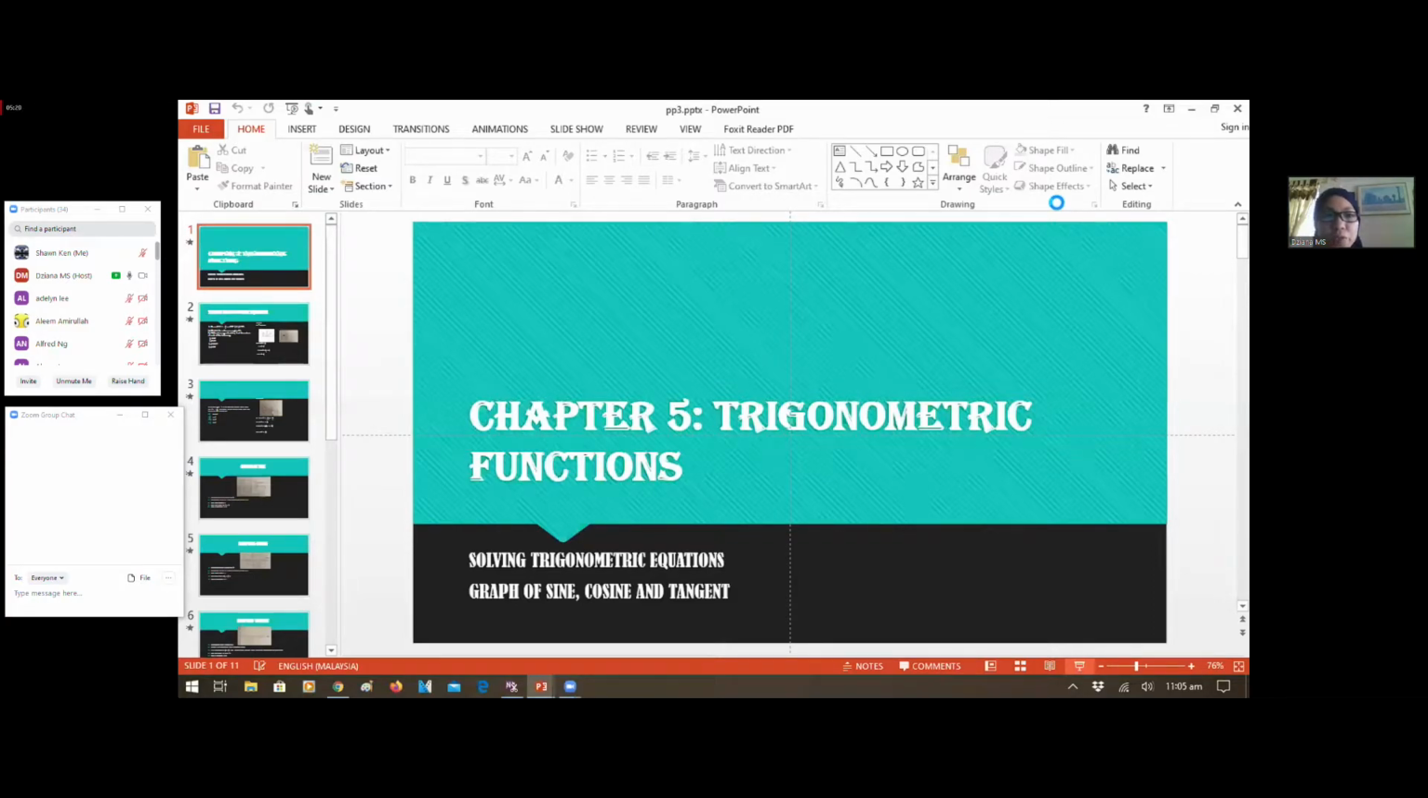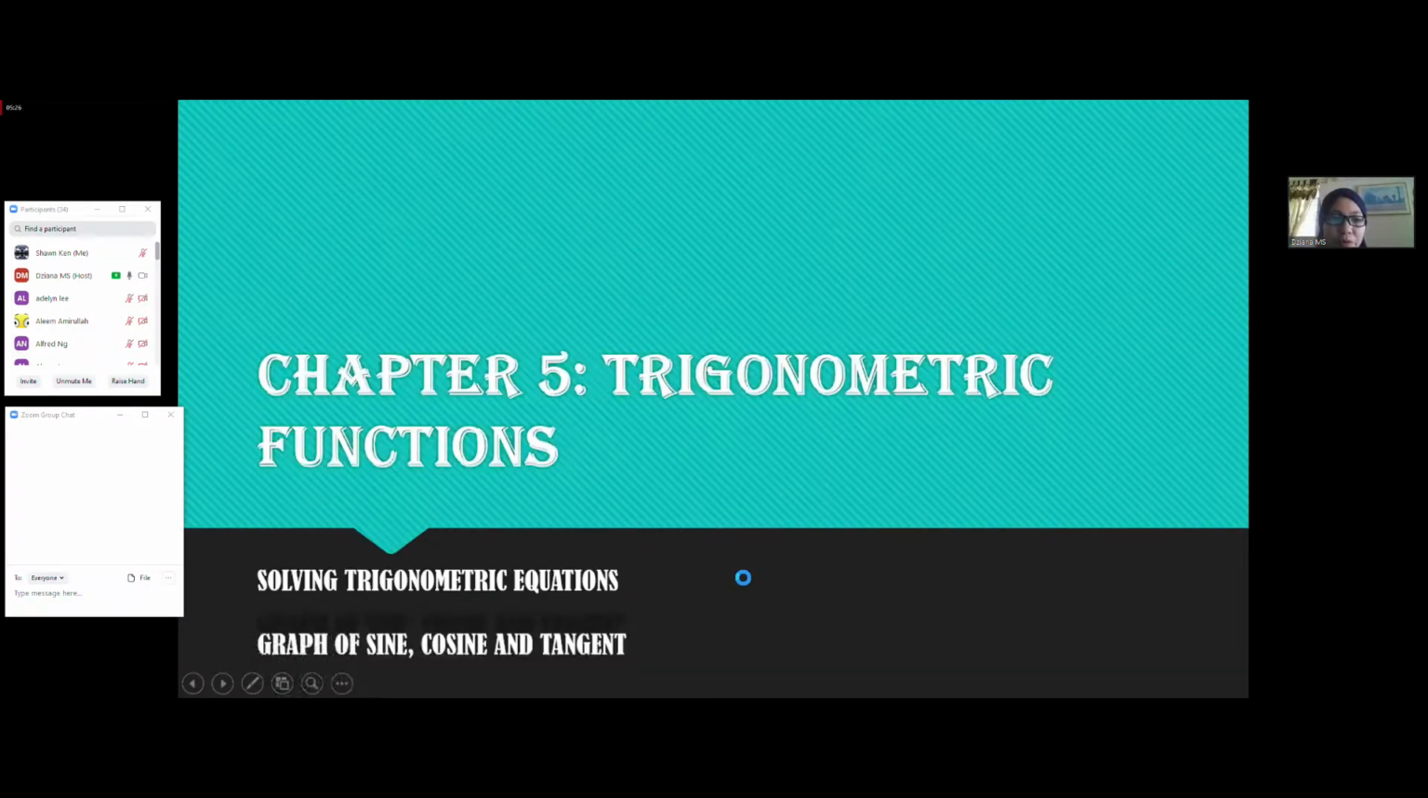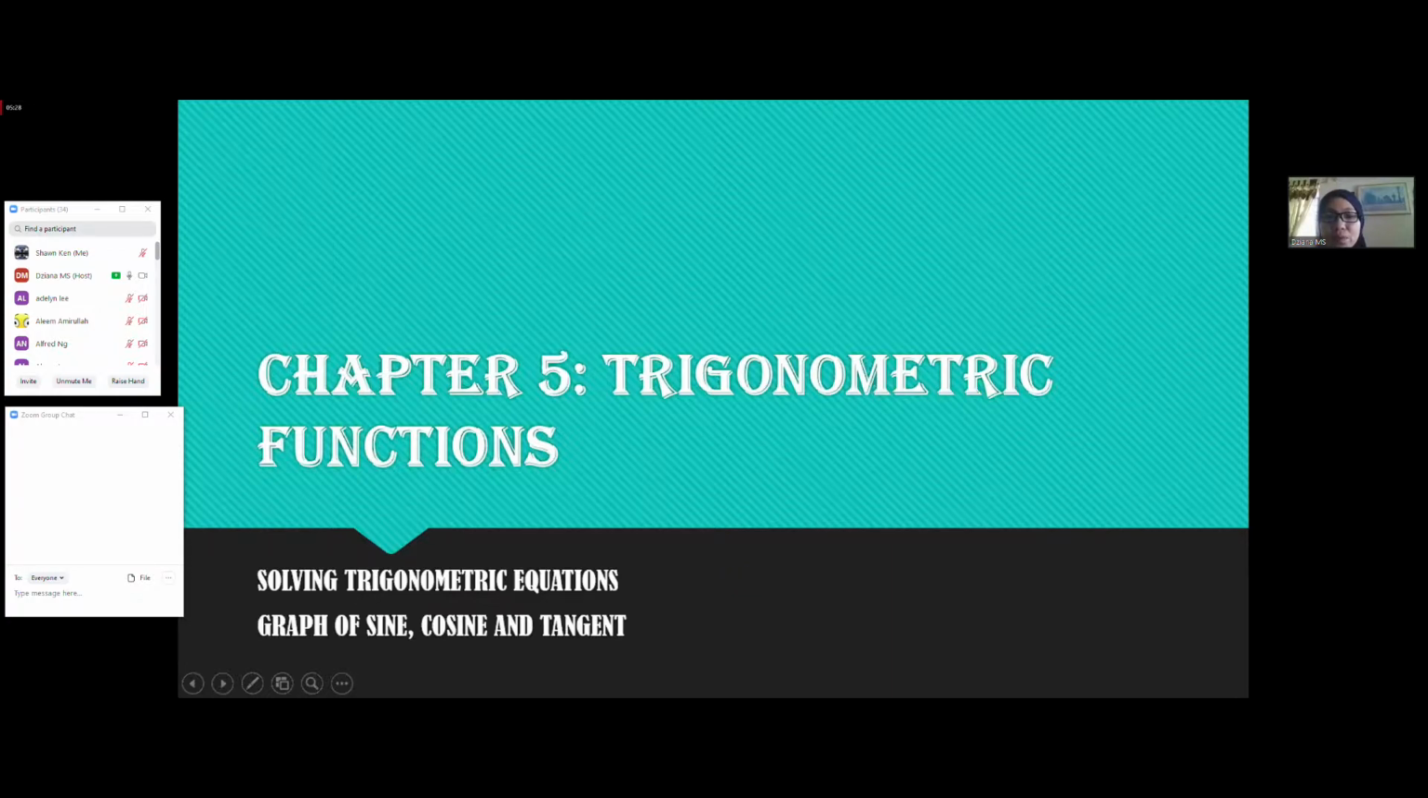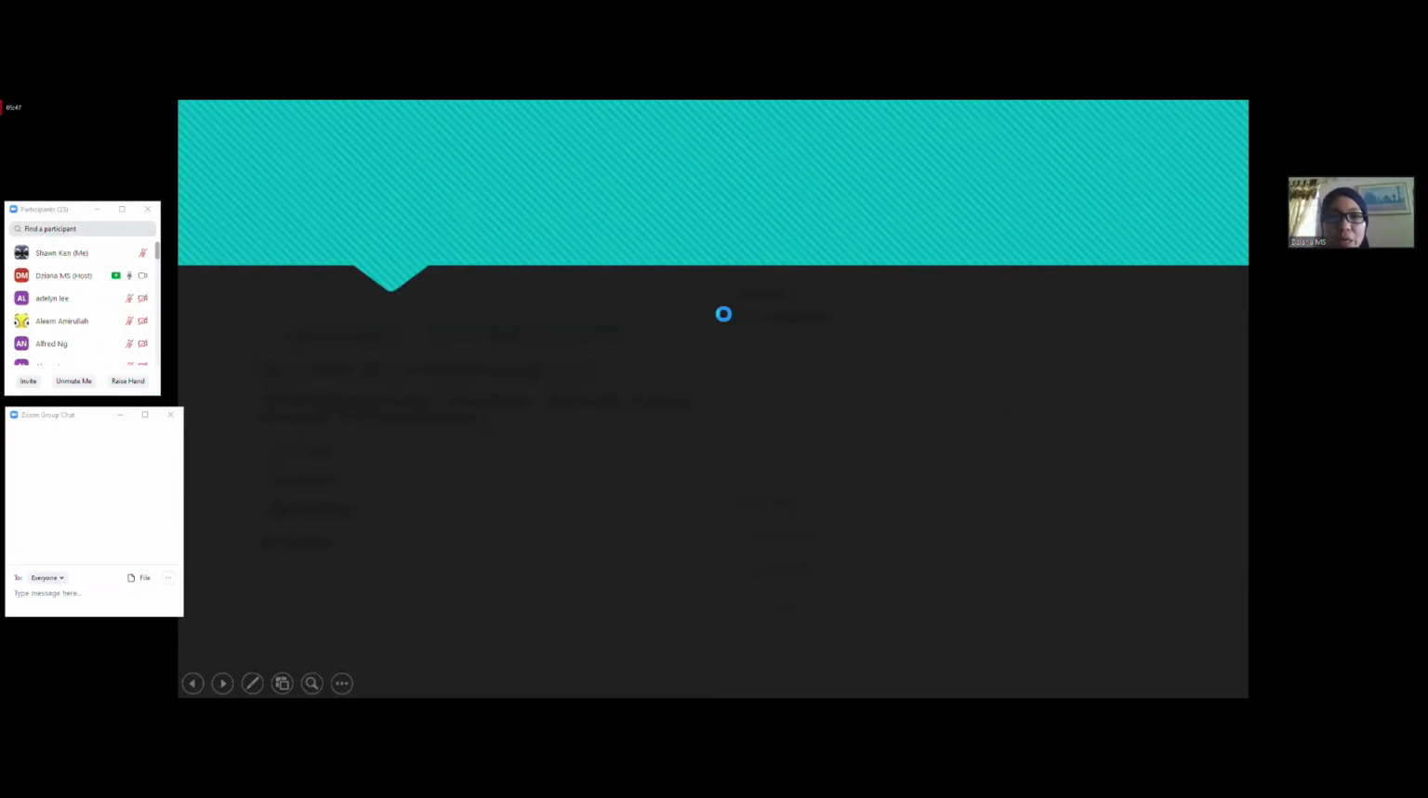I will continue with solving trigonometry equations, and also I will start with the graph of sine, cosine, and tangent. So this part, I think the basic part of the graph you already learned in maths, but there are changes in the graph of sine, cosine, and tangent that is a new one for you. All right, the trigonometry equation, to solve trigonometry equation, there's only one more part that I think I should teach you all.